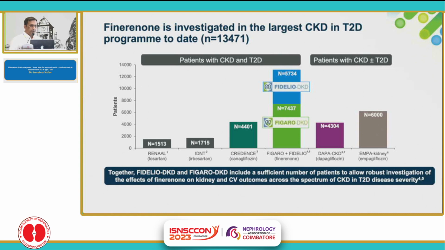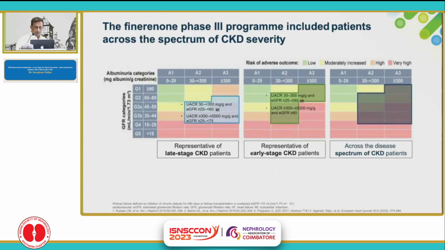Here is again one thing which you need to note. Finerenone has been studied in two studies, that is Fidelio-DKD and Figaro-DKD. The combined number of patients in these two studies comes to around 13,471, which is much more than the common renal studies we have seen so far. Even EMPA-KIDNEY, which got published, had around 6,000 patients. So a very large pool of patients have been studied in these two studies.